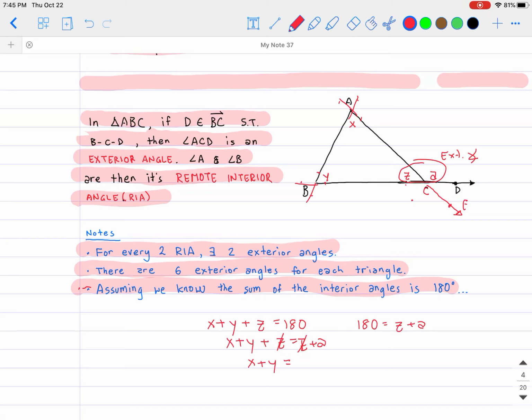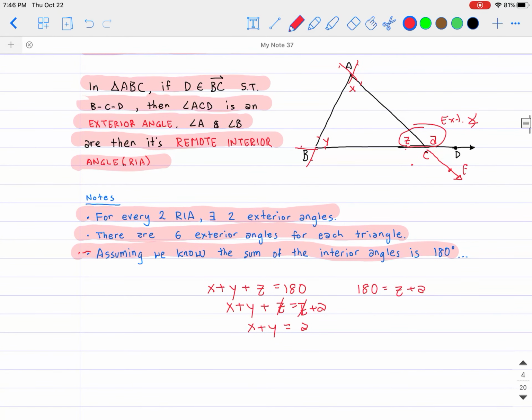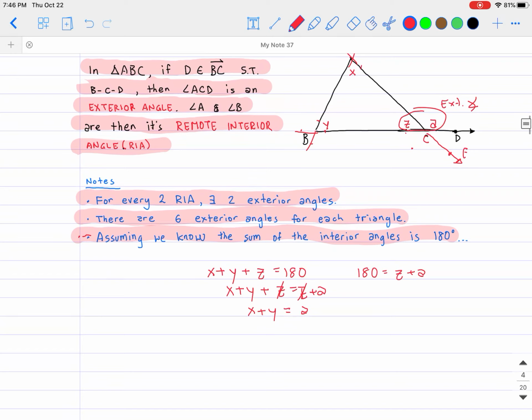So x plus y plus z is equal to z plus a. And if I take out the z from both parts, lo and behold, the sum of the interior angles is actually equal to its remote exterior angle. So that is going to be a theorem that's going to be somewhere down the line. Now, unfortunately, we cannot actually do the proof right now, but that'll give you an idea as to where we're leading towards.